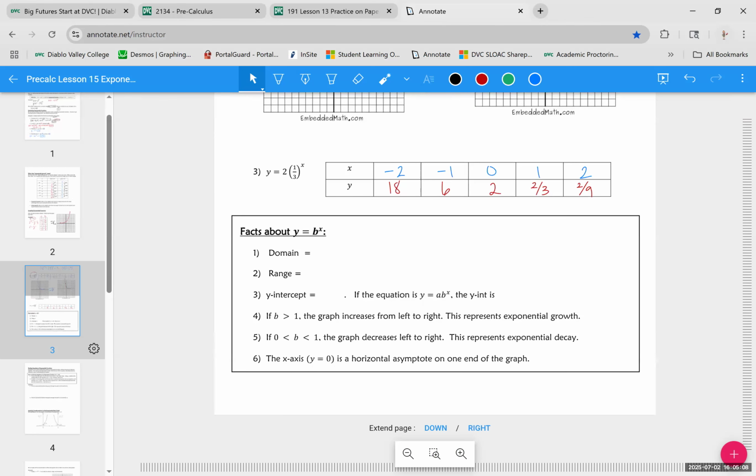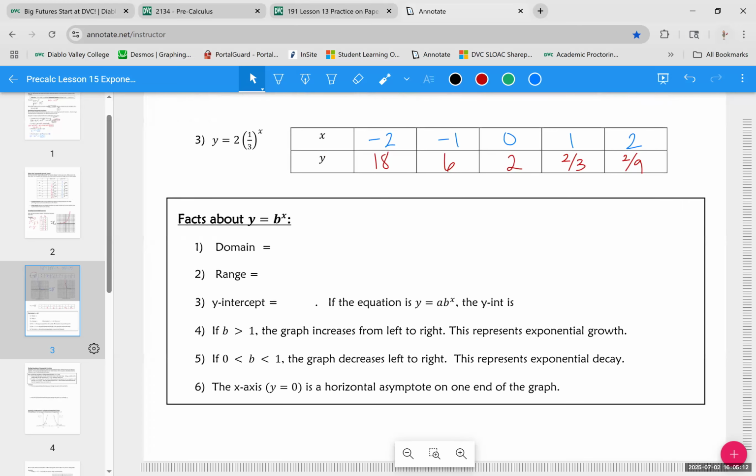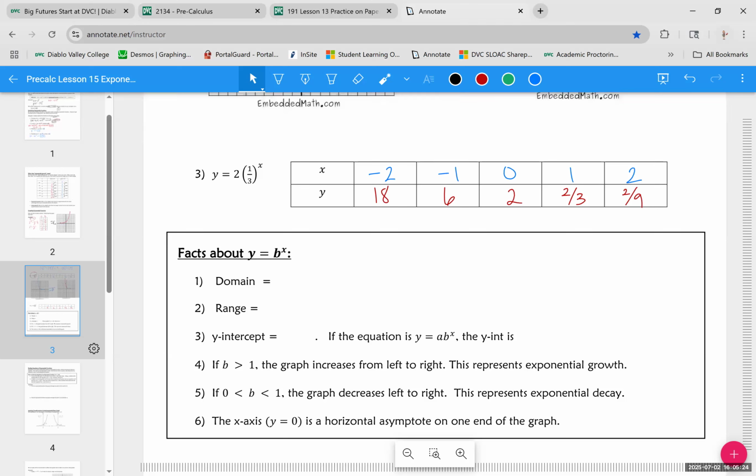So what we're going to do is talk about some of these facts for the base graph, and then we will work on using those as new toolkit functions and translating accordingly. So I want you to take a second to pause the video and see what you can fill in about the domain, the range, and the y-intercept, at least that much, and then come back.